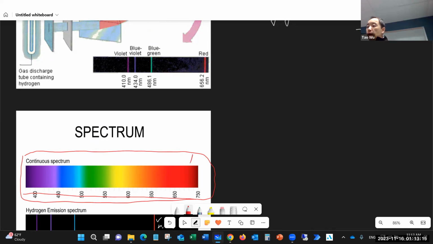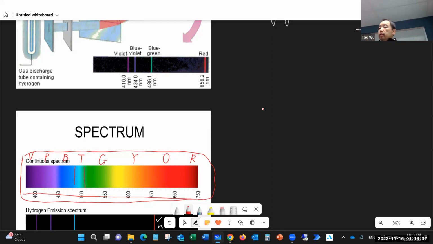You have the red, orange, yellow, green, teal, which is the range over here, and the blue, and you have purple and the violet. So that's generally the range of the visible color, right? And this is what we call the continuous spectrum.